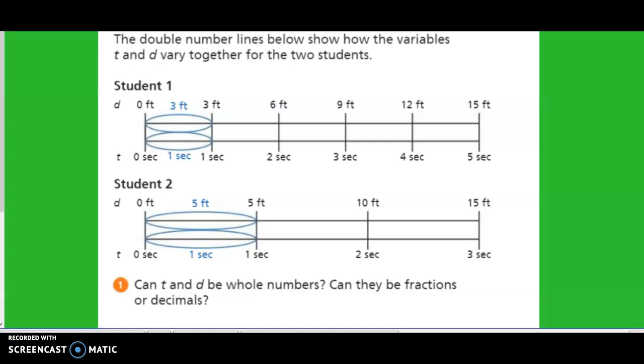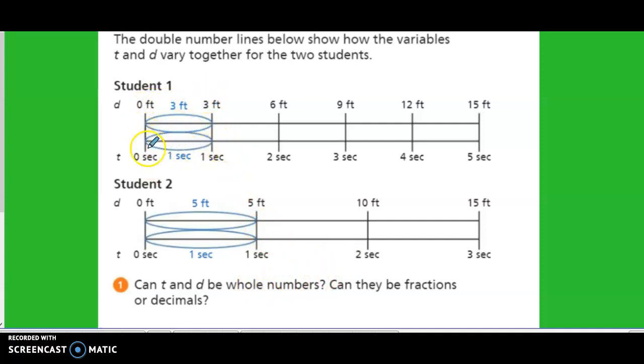Notice how the intervals are spaced. We have student 1 walking 3 feet every 1 second, and this interval is a little bit longer here because student 2 actually walks 2 feet further in the same amount of time. So that's why the spaces in the interval look a little different for student 2. The question I'd like you to think about here is what they have in the number line.